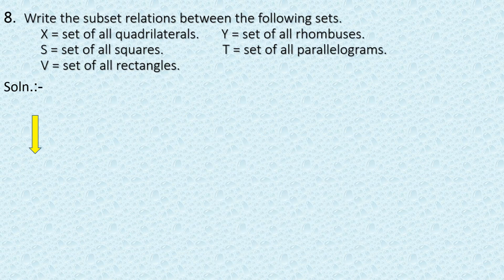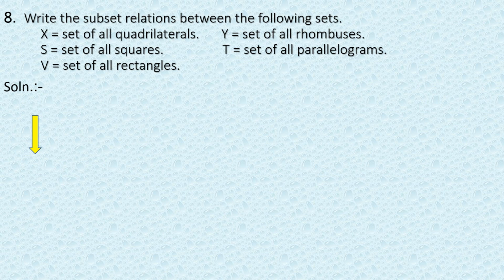Question number 8. Write the subset relations between the following sets. Here X, S, V, Y and T are the sets given. X is a set of all quadrilaterals. S is a set of all squares. V is the set of rectangles. Y is the set of all rhombuses. And T is the set of all parallelograms.